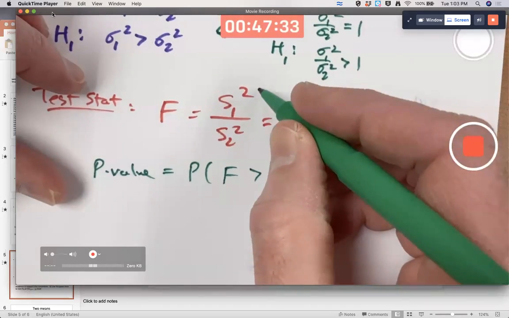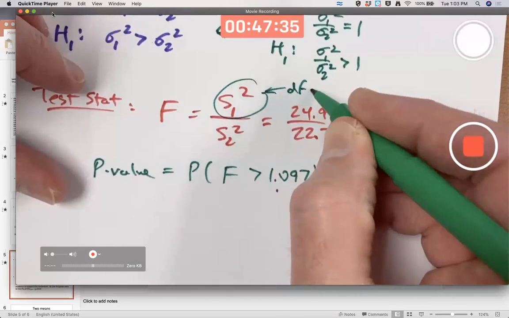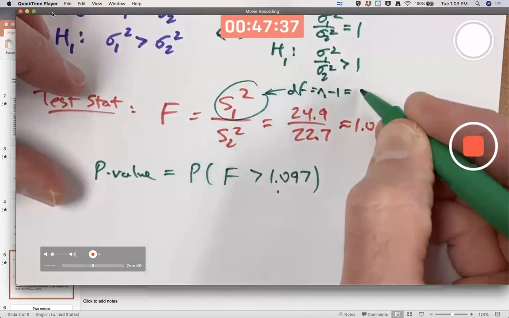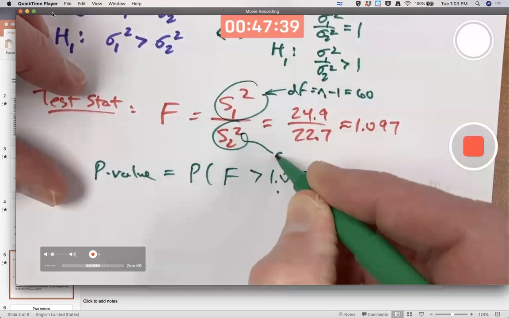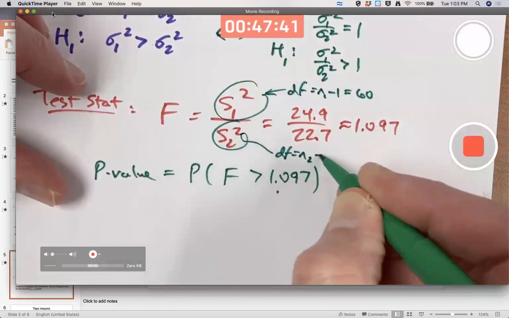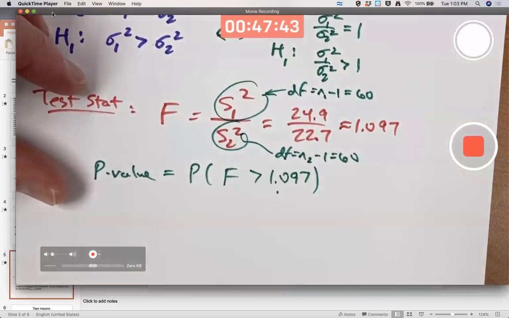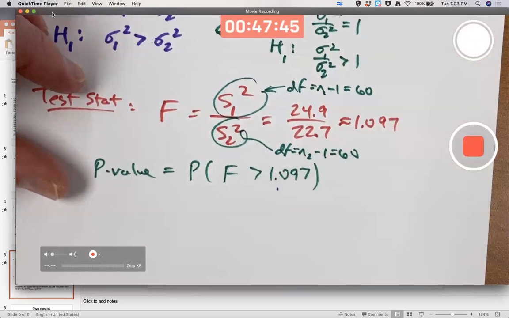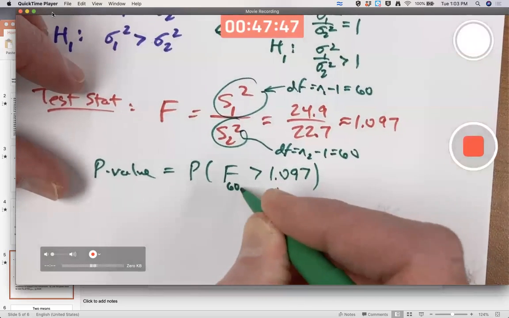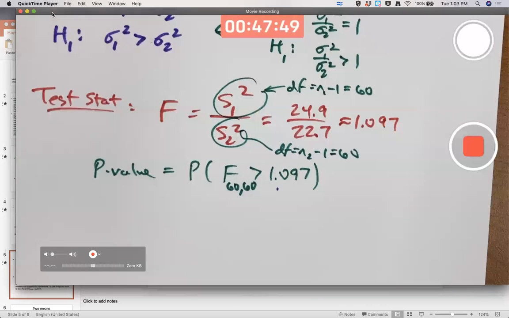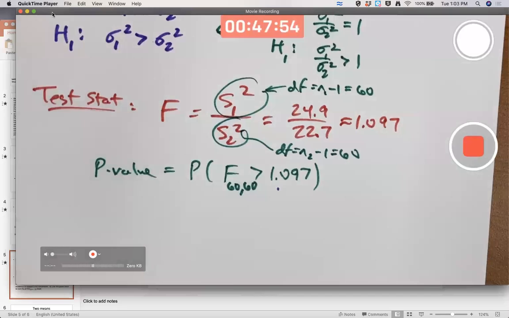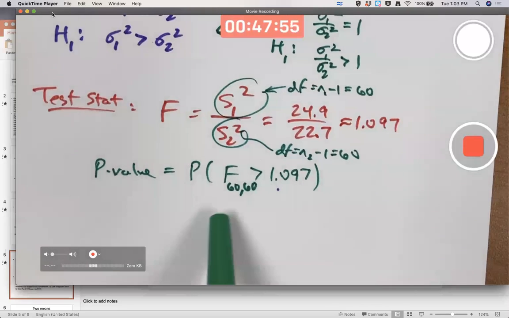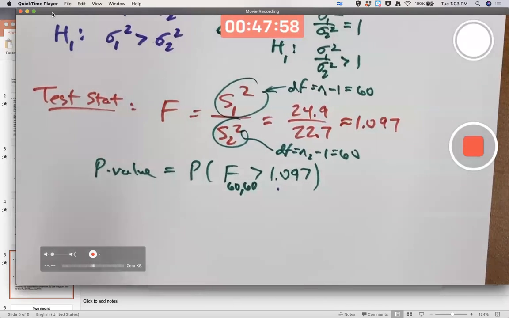Degrees of freedom for the numerator is n1 minus 1. That's going to be 60. And the degrees of freedom for the denominator is going to be n2 minus 1. That's still 60. They're the same in this case, but they could have been different. Put those degrees of freedom both as subscripts of the F. And again, they could have been different. But the first one is the degrees of freedom for the numerator, the second one for the denominator.